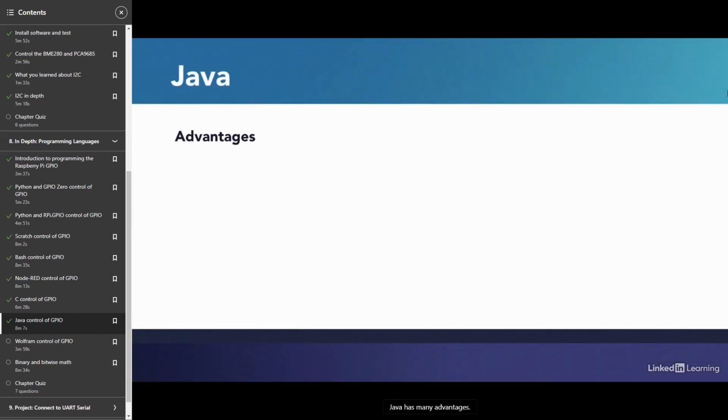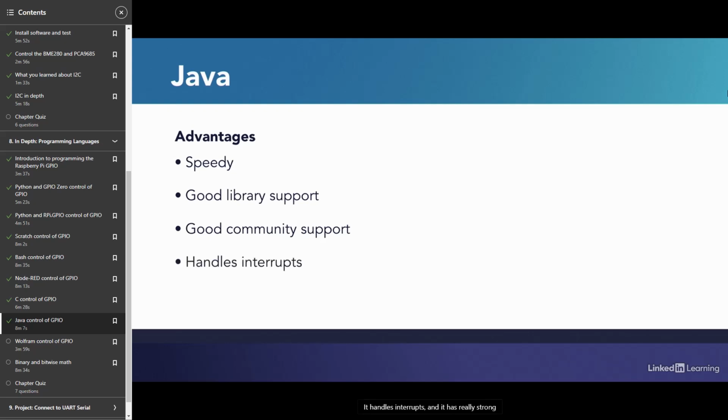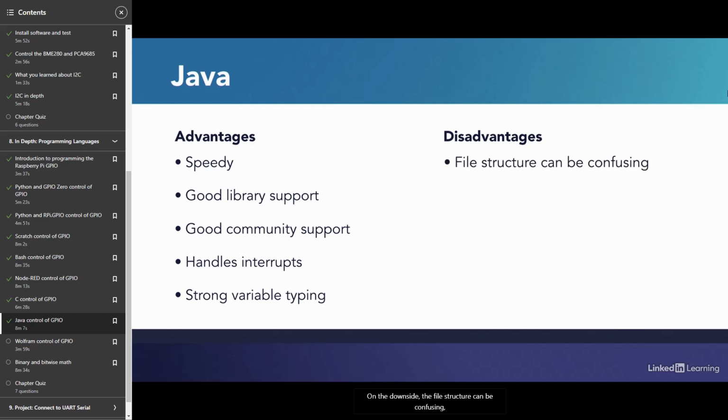Java has many advantages. It's speedy. It has good library support. It has amazing community support. It handles interrupts, and it has really strong variable typing to prevent making mistakes. On the downside, the file structure can be confusing, and that strong variable typing can be really annoying. The good news is that Raspberry Pi supports Java and supports Java GPIO manipulation.